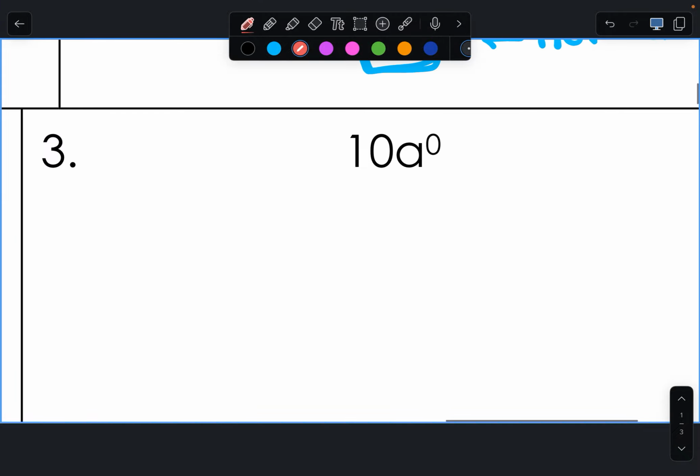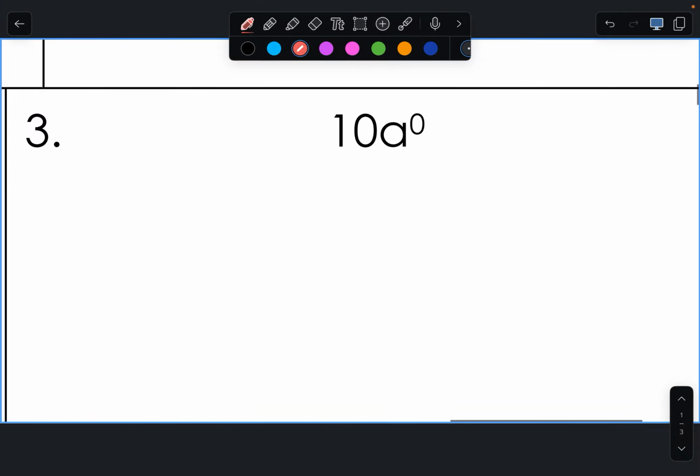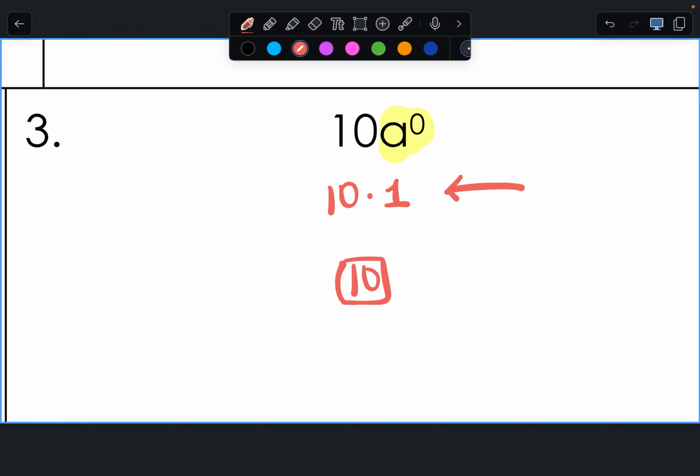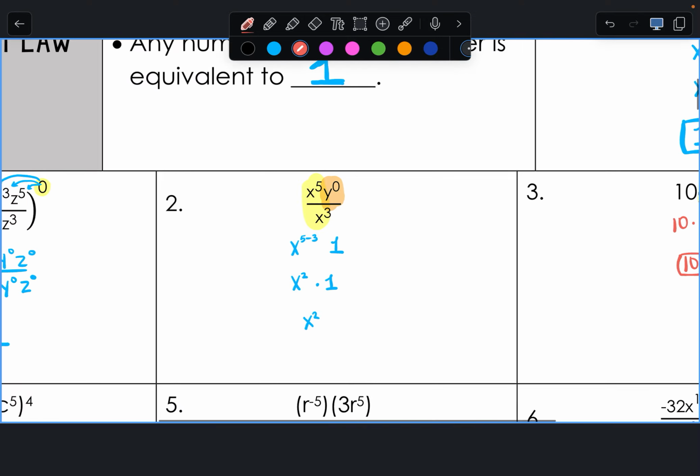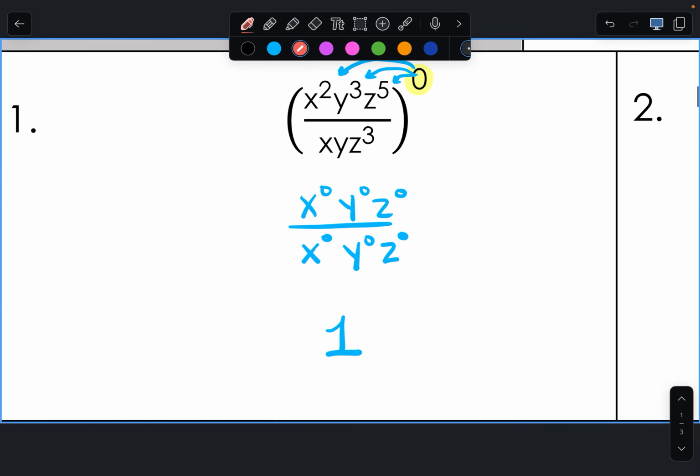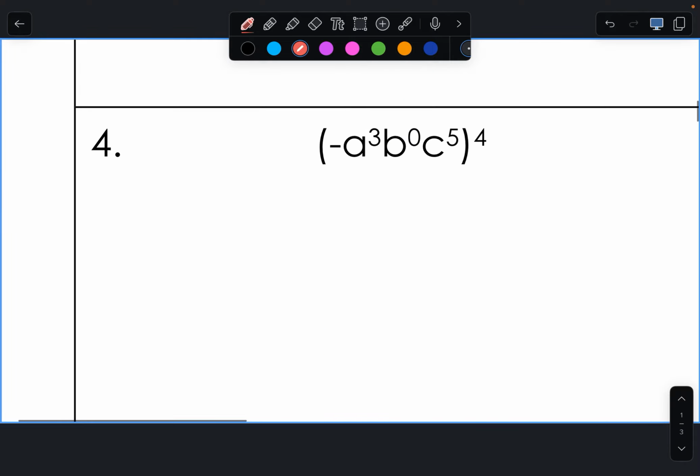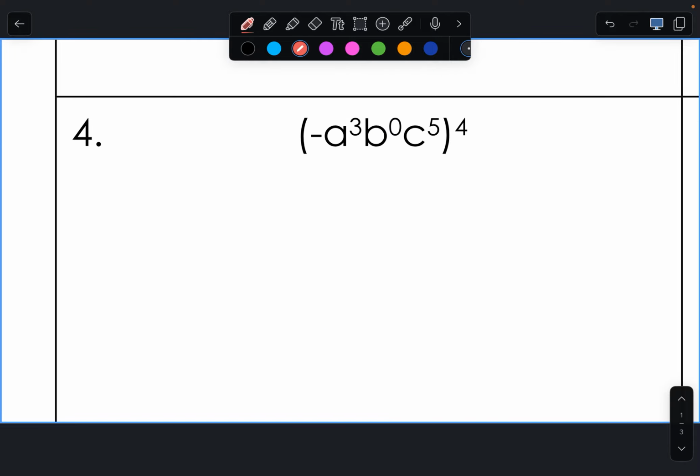Okay, so 10 times a to the power of 0. We know that a to the power of 0 is 1. 10 times 1 is 10 itself. So you don't technically have to take this step. You can just cancel the a to the 0 out. The only reason we don't cancel out, like on number 1, is because 1 is the answer.